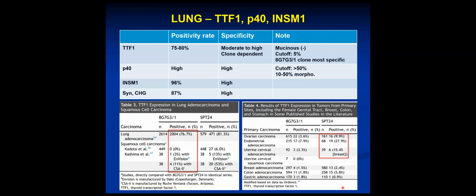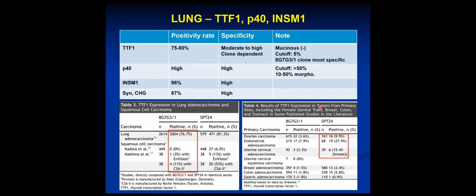In lung, we quite often encounter lung cases, and the most commonly used markers are TTF1, p40, and neuroendocrine markers, including the nuclear marker INSM1. A few points that I want to point out. One is that there are two commonly used TTF1 clones. One is 8G7G3 and the other is SPT24. The former has a lower sensitivity but a higher specificity compared to SPT24.